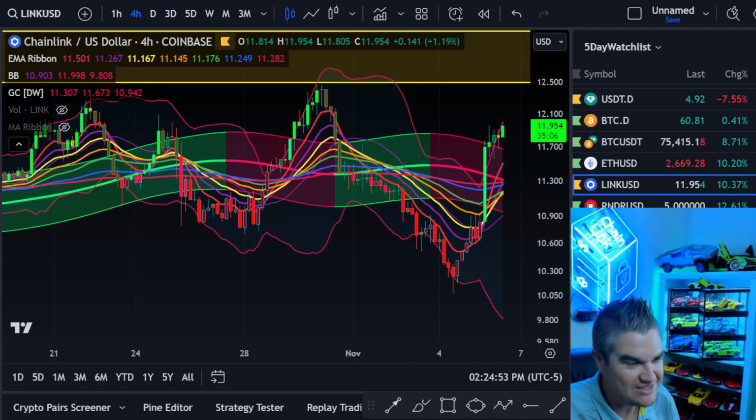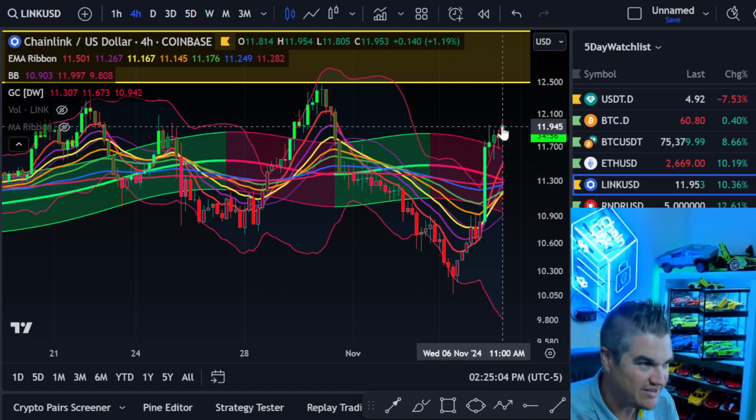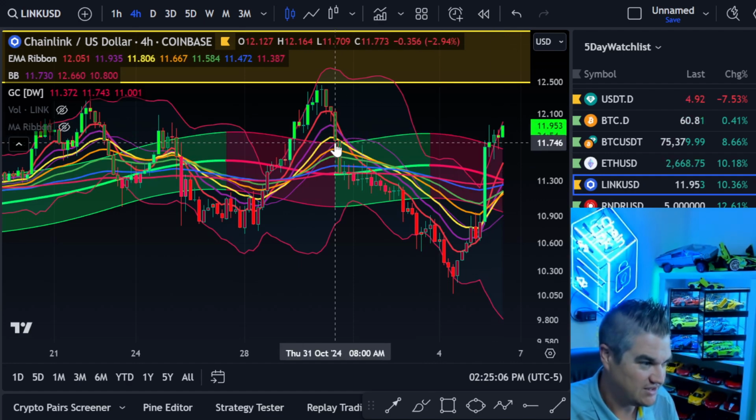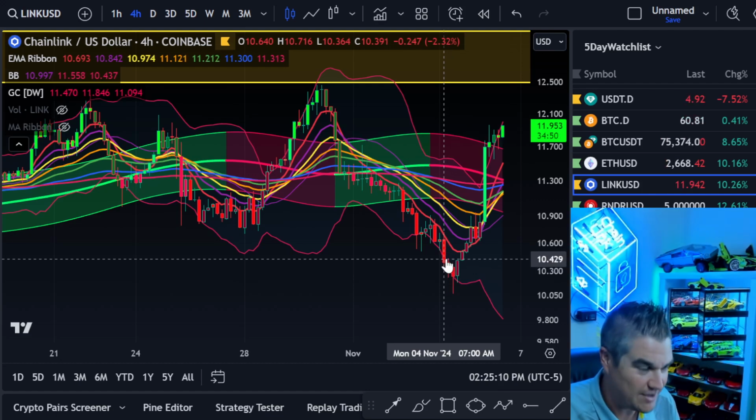Chainlink price update, starting off on the short time frame 4-hour chart, and then we're going to zoom out to the bigger picture. Let's get right to it. The Gaussian channel, we are now poking our head above it here for the first time in a while. However, there's something even bigger afoot. What is it? I'm glad you asked.